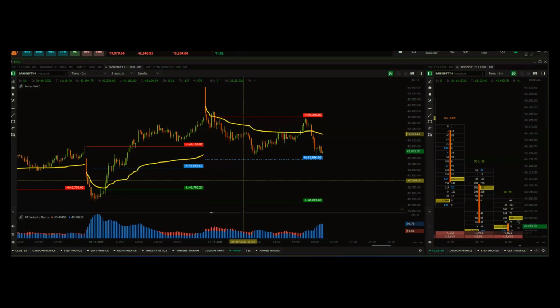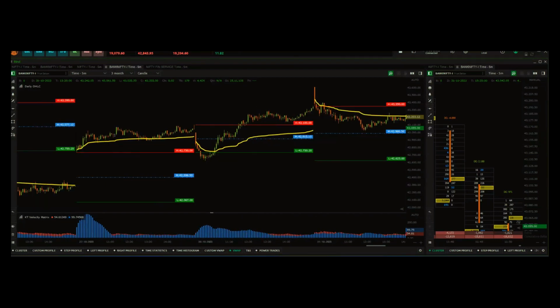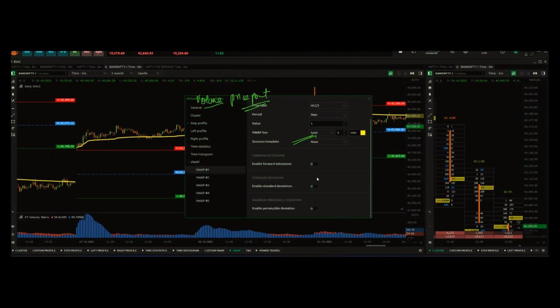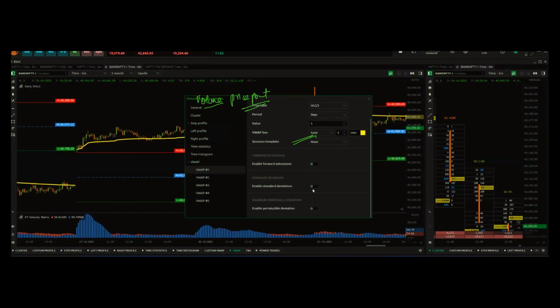Zerodha gives an indicator known as valuation lines, 1, 2, 3 sigma values. I am not sure about that, Nagaraj, so I can't answer that. Setting of VWAP: the VWAP setting is rather simple. It is the day's VWAP. Value is 1. I don't want standard deviations for my day trading, so I have turned it off.